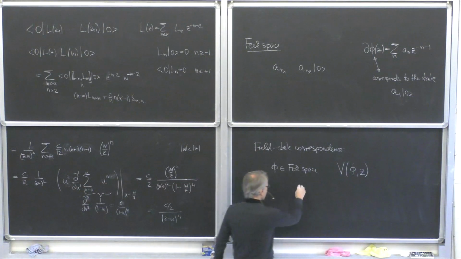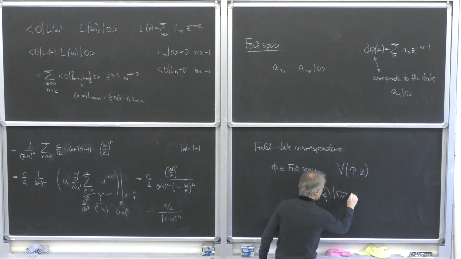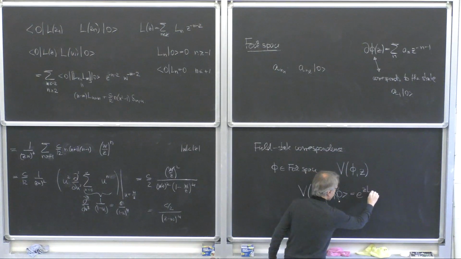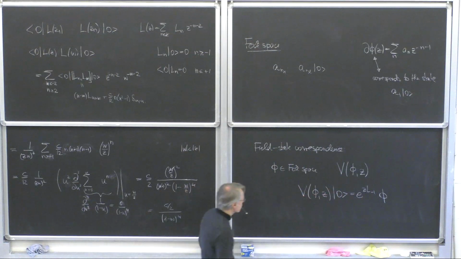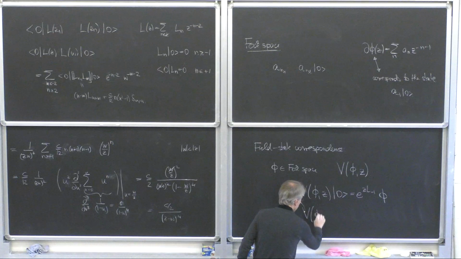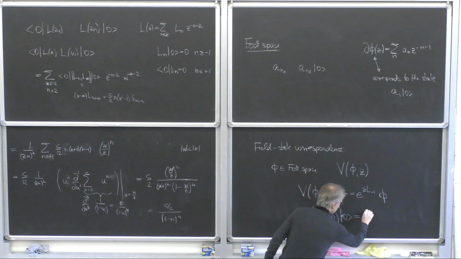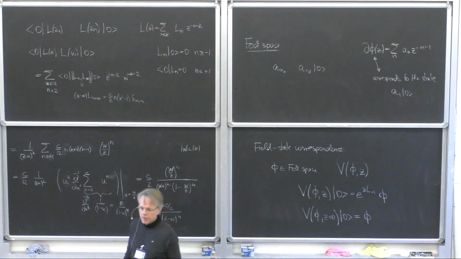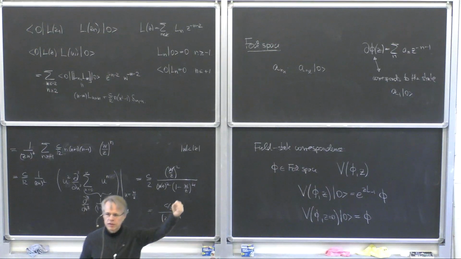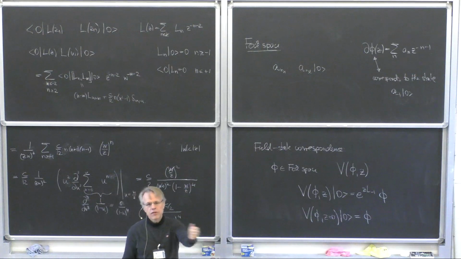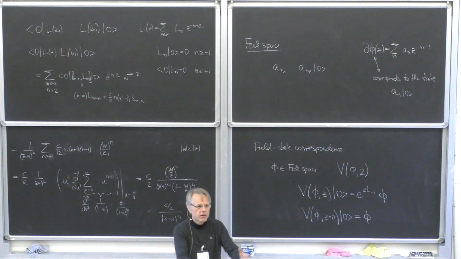V phi of z, when you apply it to the vacuum, should give for you e to the z L minus 1 times the state phi. Or put differently, if you take the vertex operator and you evaluate it at z equal to 0 and you apply it to the vacuum, then it should give you the state phi. So the vertex operator is the operator that produces the state phi if you insert it at the origin. Now, if you don't insert it at the origin, then it's obviously related by a translation relative to the vertex operator that's inserted at the origin.